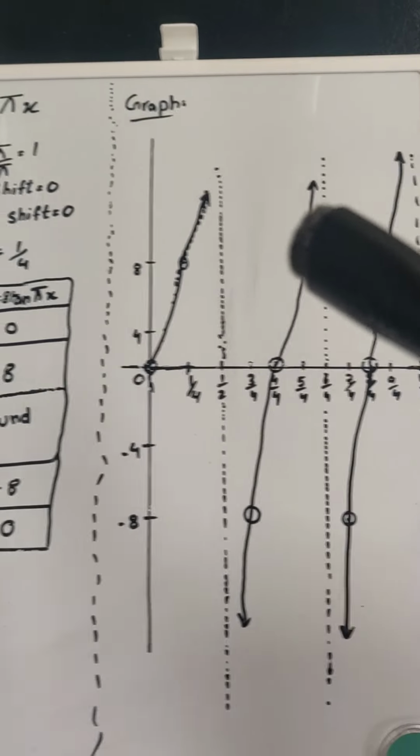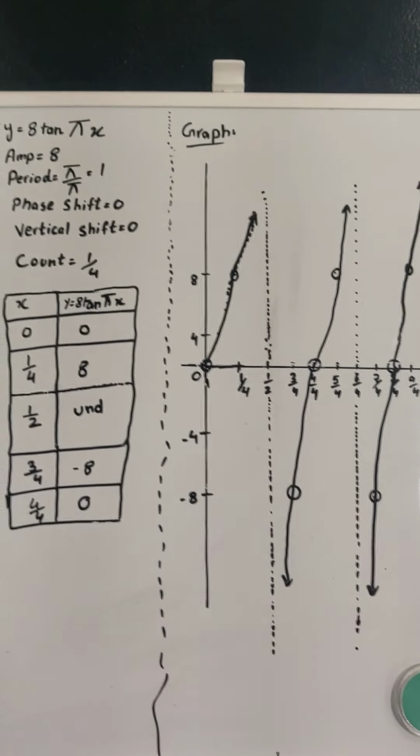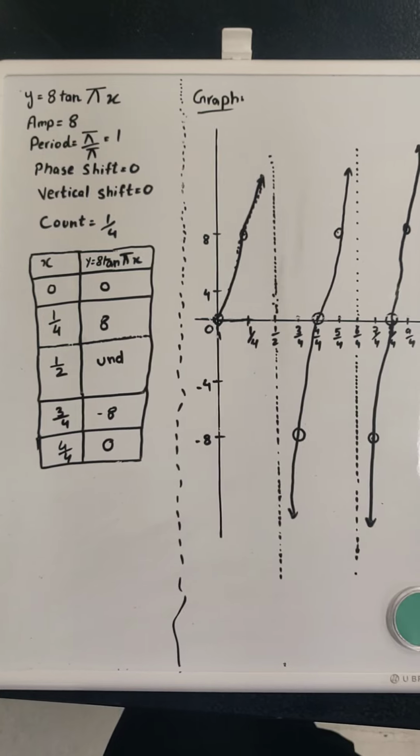So right now this example shows us how the graph of tan can be made.